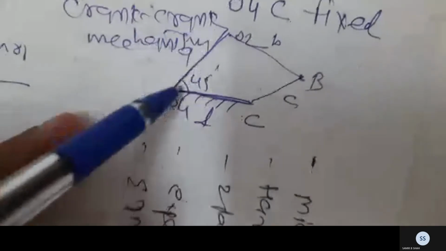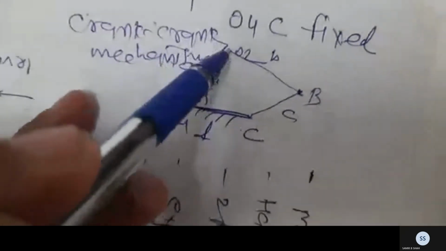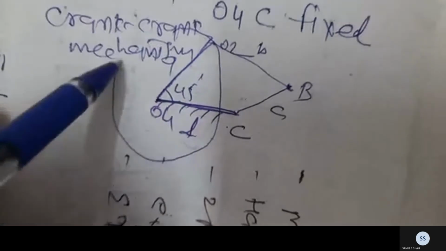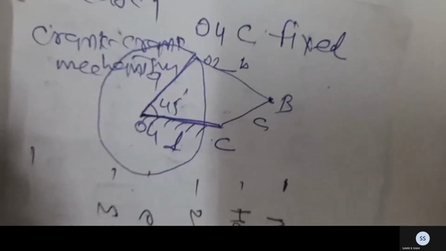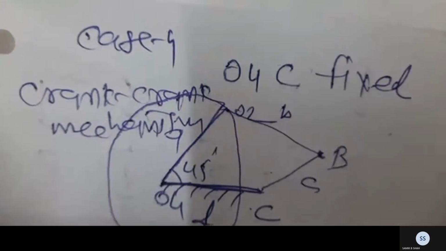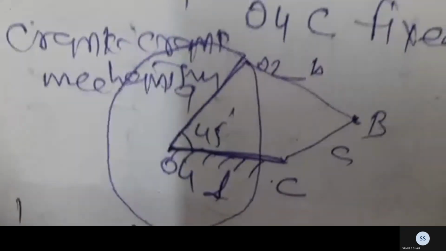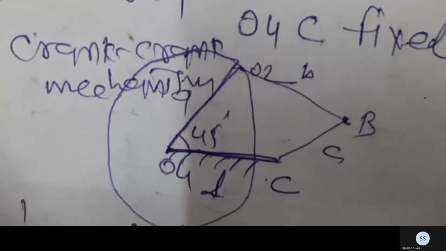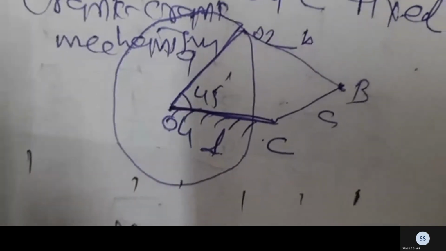O4 O2 is 180 mm. This is with the crank mechanism. You remember one thing, that whenever a crank mechanism is there, it may revolve on its own axis infinitely. O4 is the center and O4 O2 is the radius, and draw the arc. We have generated one circle. It means that with O4 fixed as the center, O2 may revolve on its own axis.